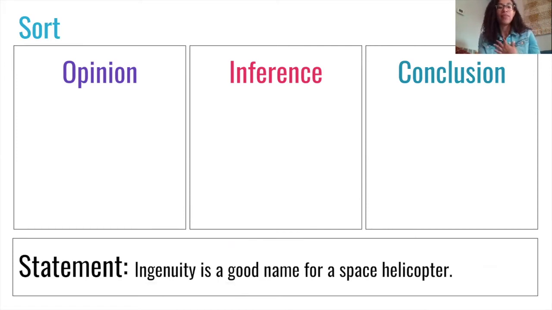For the first three, I am going to use what I know about opinions, inferences, and conclusions. I'm actually going to use my anchor chart to help me as well. And I'm going to sort these into the category they belong in. And then you all will have a chance to do it yourselves. Okay, so this first one says, "Ingenuity is a good name for a space helicopter." So I have three options.